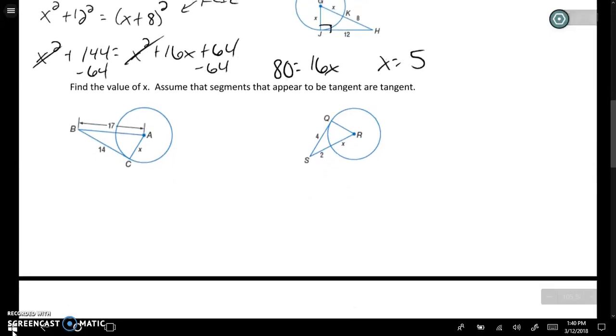Okay, try these next two on your own. Find out, just find the x. You don't have to find anything else from there.